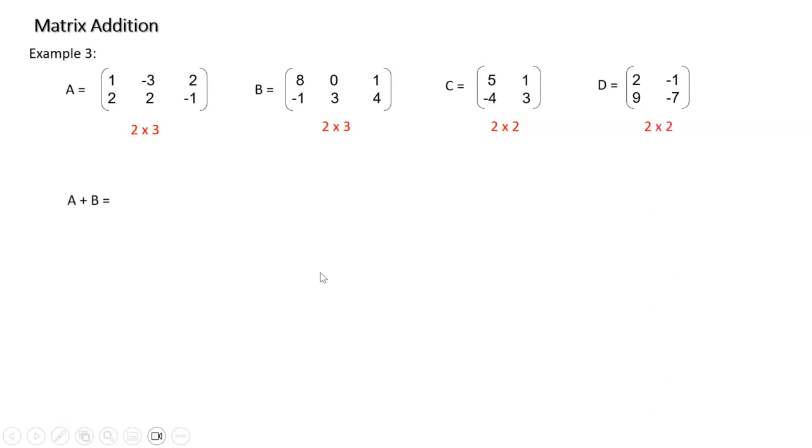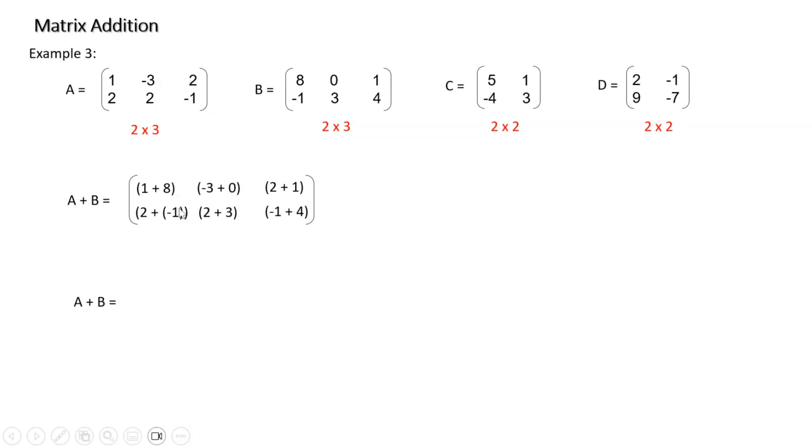Okay, now, can we add A plus B? Right, so A plus B. We can do it because they both are the same size matrix. So to follow the definition, I'm going to add the first row, first column on matrix A plus the first row, first column on matrix B. So the value is going to be 1 plus 8. And then negative 3 plus 0. And 2 plus 1. And then we go down to the second row, 2 plus negative 1. And then 2 plus 3. And then negative 1 plus 4.